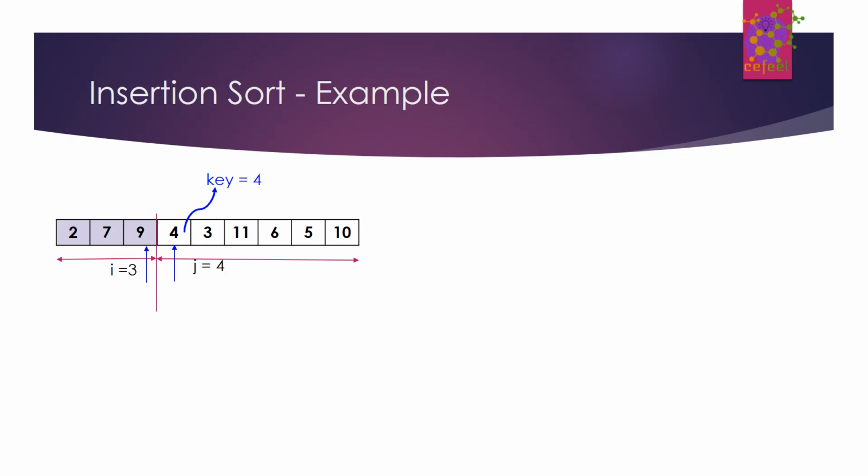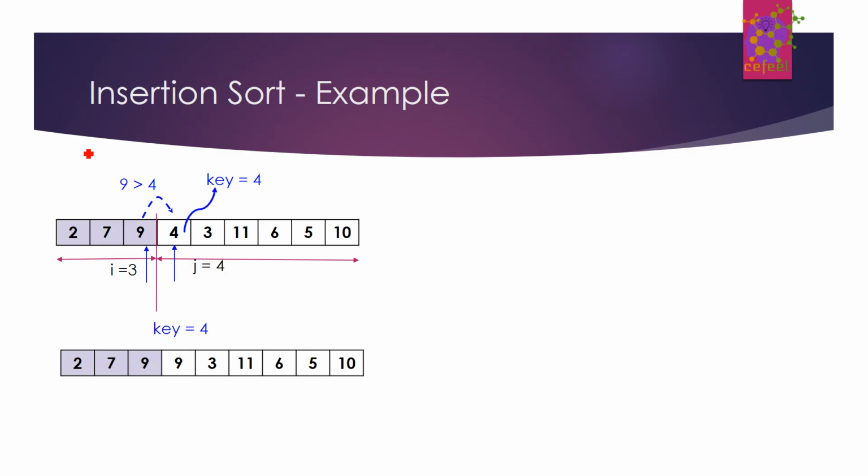So i points to the last sorted item, or third, which is now pointing to 9. Now we will compare 9 with 4, and notice 9 is greater than 4, which means we need to push 9 and make space for 4. So we will replace 4 with 9, and this is how it looks like.